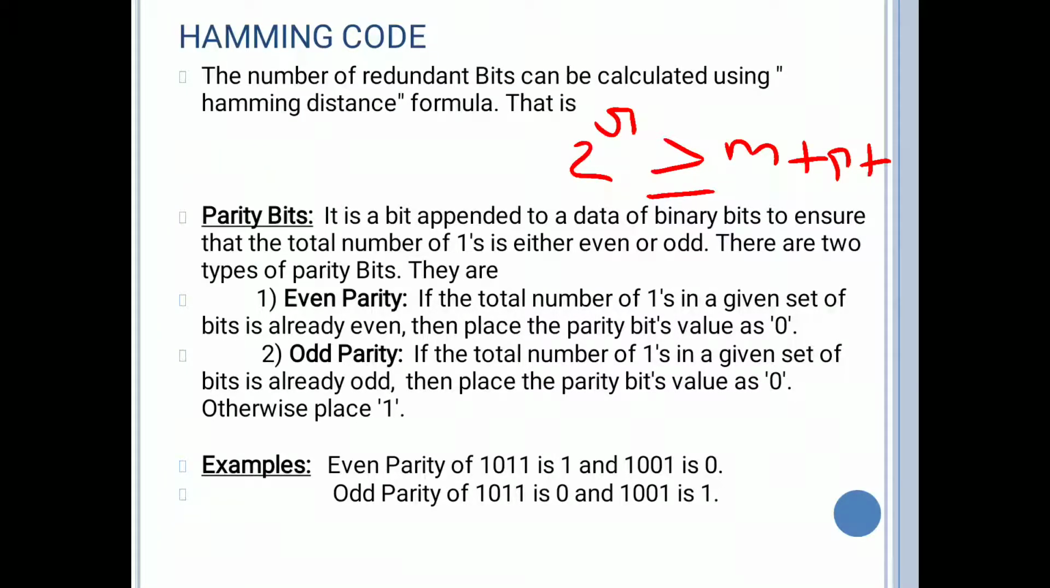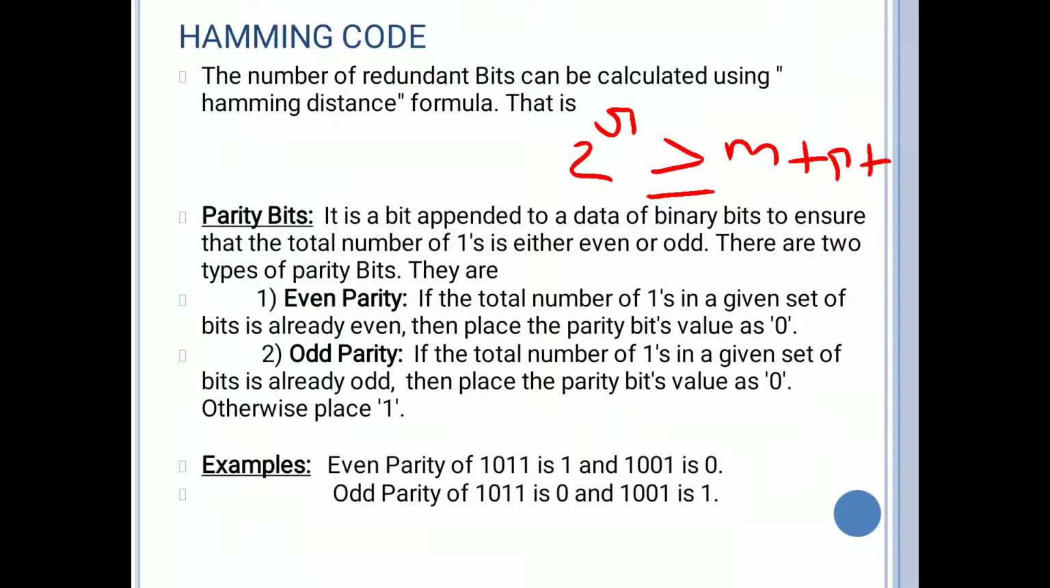Next, coming to the parity bits. Parity bit is a bit appended to the data of binary bits to ensure that the total number of ones is either even or odd. There are two types of parity bits: one is even parity, another one is odd parity. In case of even parity, if the total number of ones in a given set of bits is already even, then we place the parity bit value as 0.